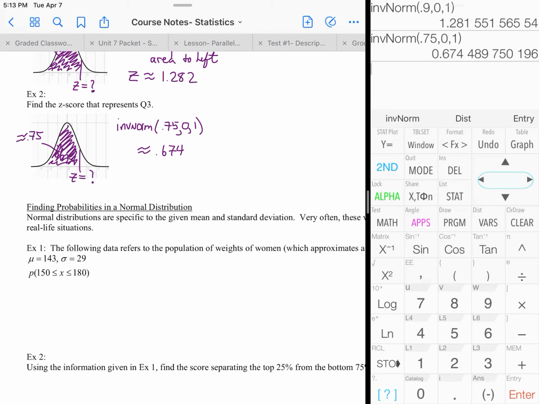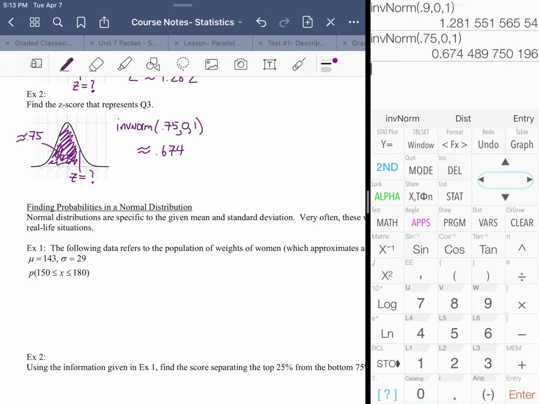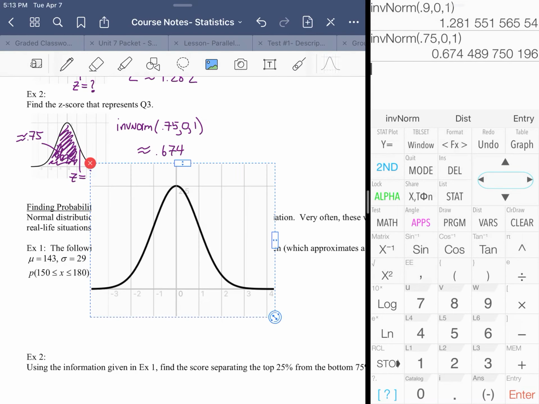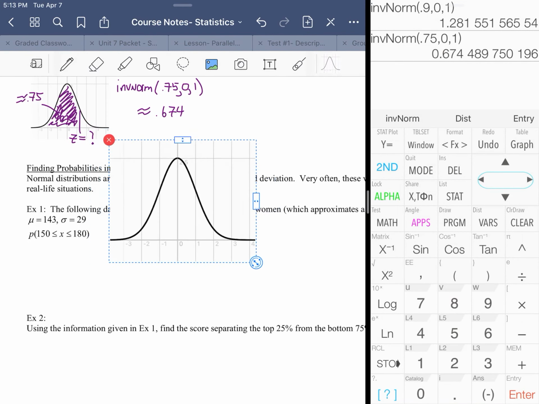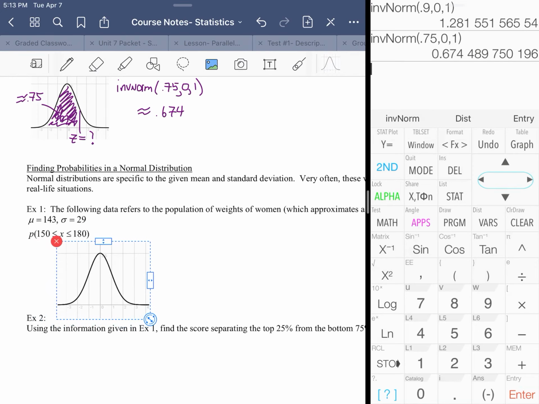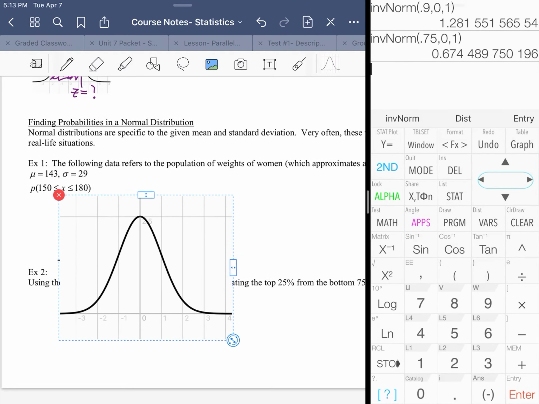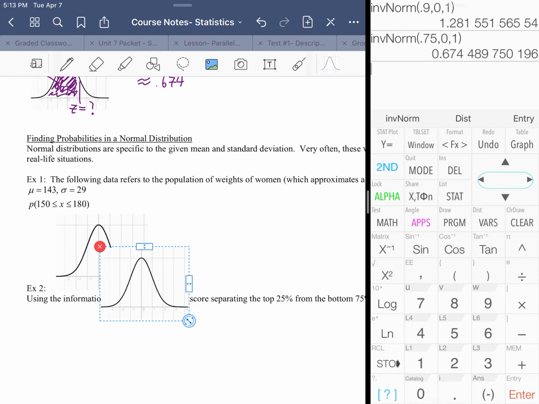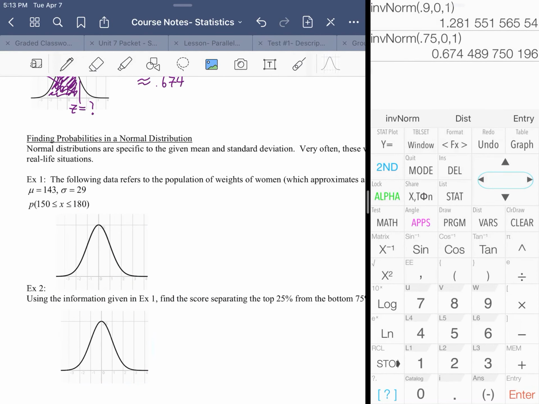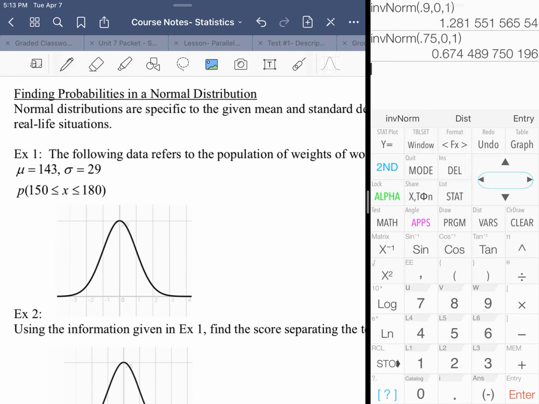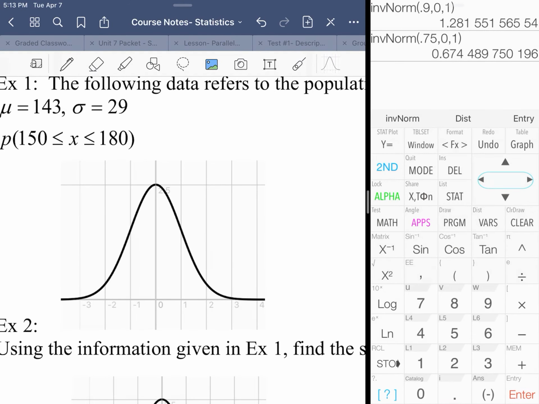Now, the next set of problems is really virtually the same as what we were doing previously, except now we have x values instead of z-scores. The calculator handles it exactly the same way. The only difference is, so I guess when I point out differences, it means that it doesn't exactly handle it the same way. I just learned a little nifty shortcut there. The difference is going to be in the graph.